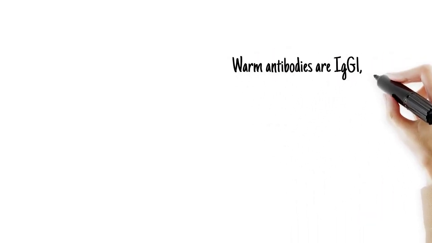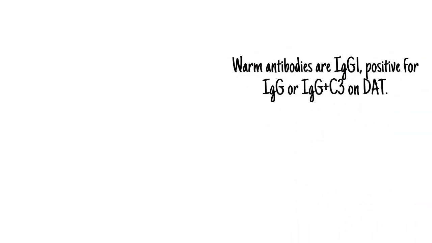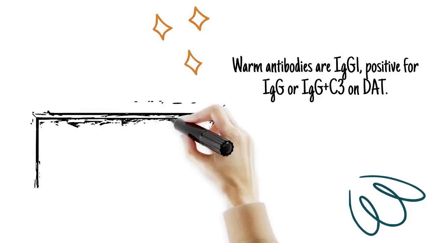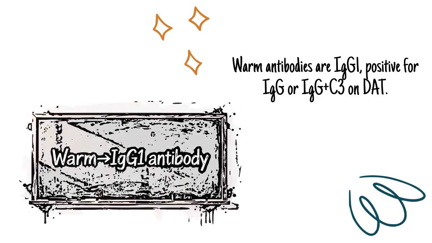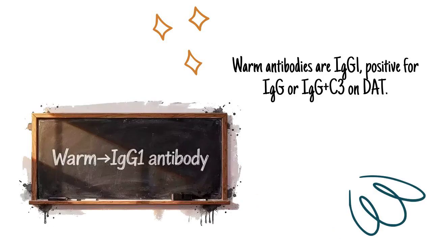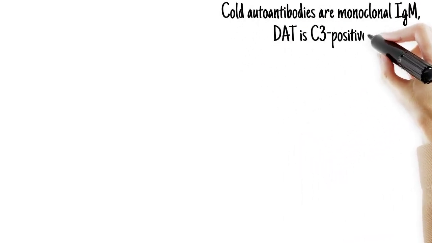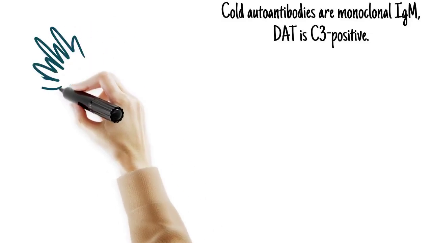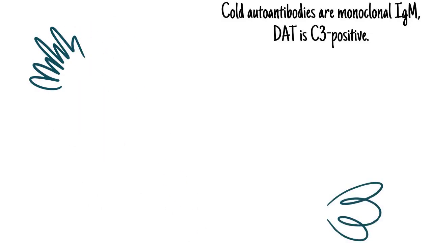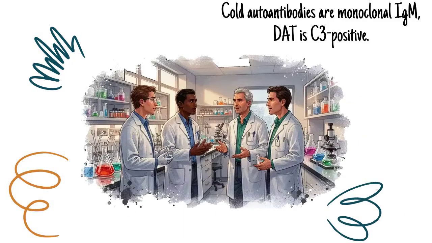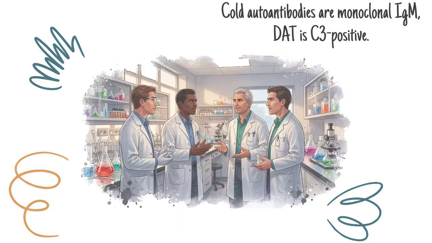Warm autoantibodies are usually IgG1, optimally reactive at 37 degrees Celsius, and positive for IgG or IgG plus C3 on direct antiglobulin test, DAT, targeting mainly Rh blood group antigens. Cold autoantibodies are mostly monoclonal IgM that react below 30 degrees Celsius, optimum 4 degrees Celsius, and activate complement, with the DAT usually C3 positive and negative for IgG. Common targets include I or Pr antigens.